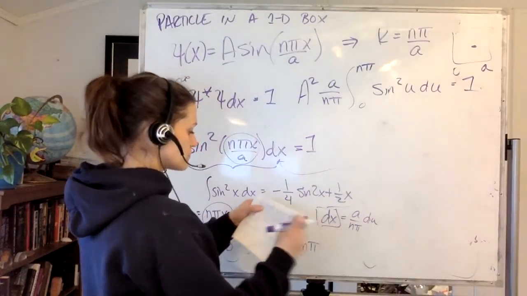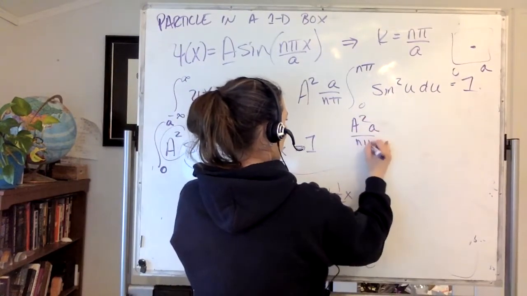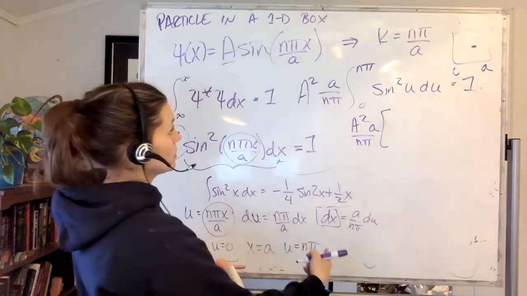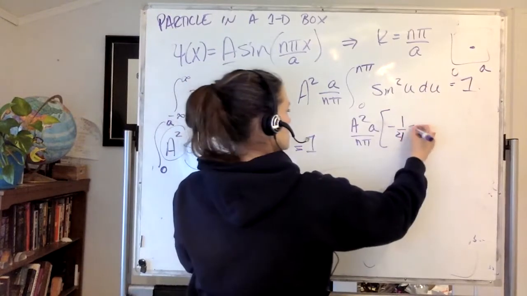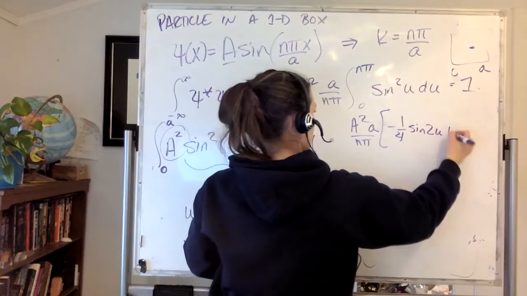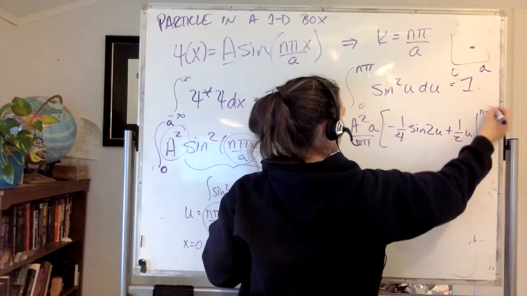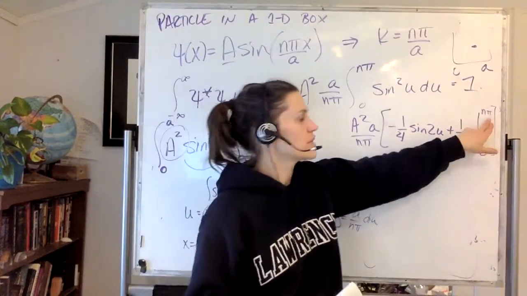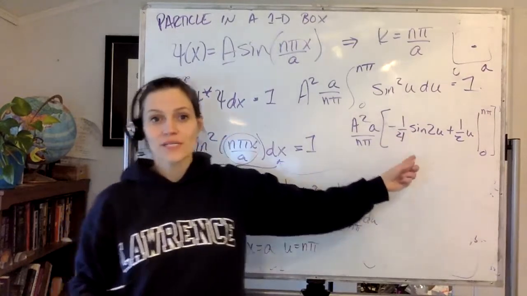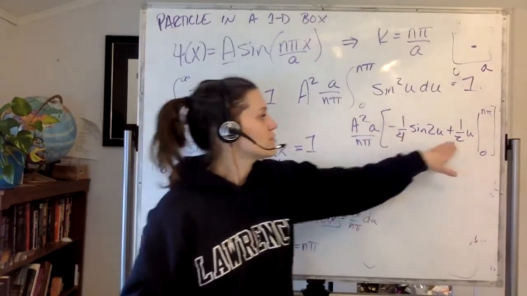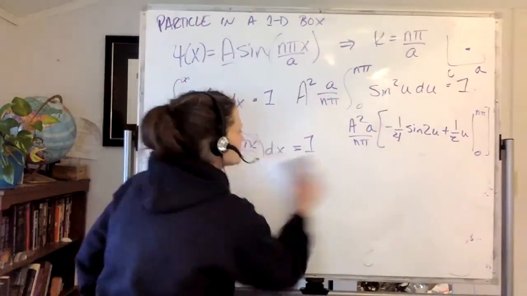Okay, so now I can just plug this in, and I've got A squared, a over n pi quantity, times minus 1/4 sine 2u plus 1/2 u from 0 to n pi. This notation from 0 to n pi tells you you're going to input the integration limits into this. So it's all of this with n pi minus all of this with 0. So let's go ahead and do that.